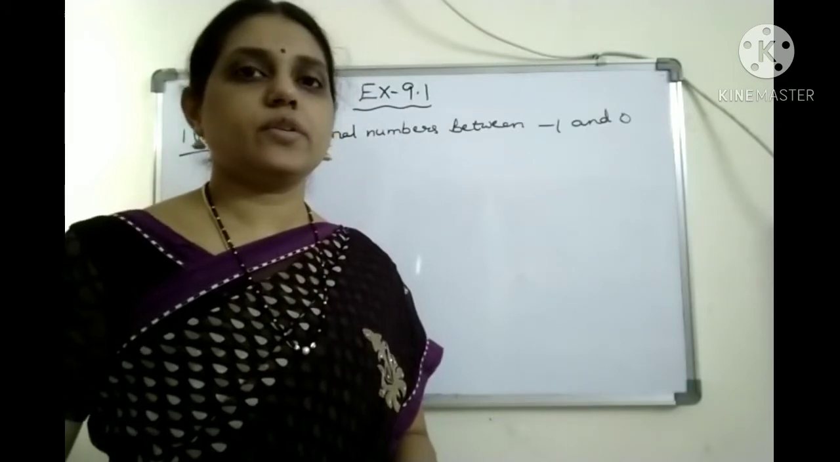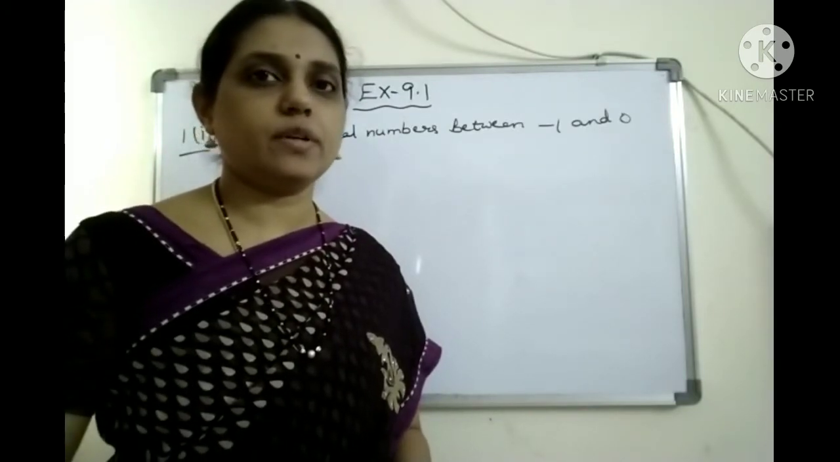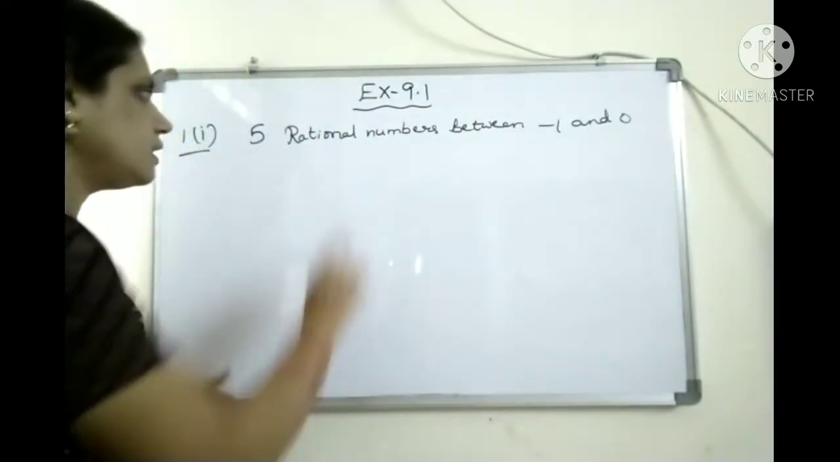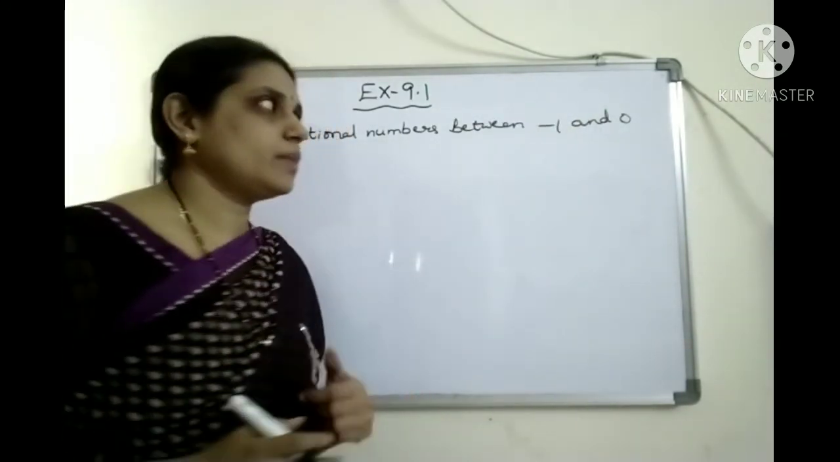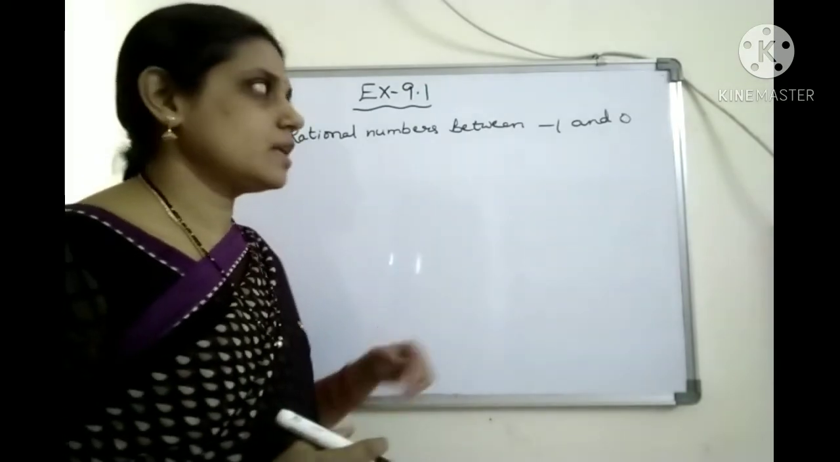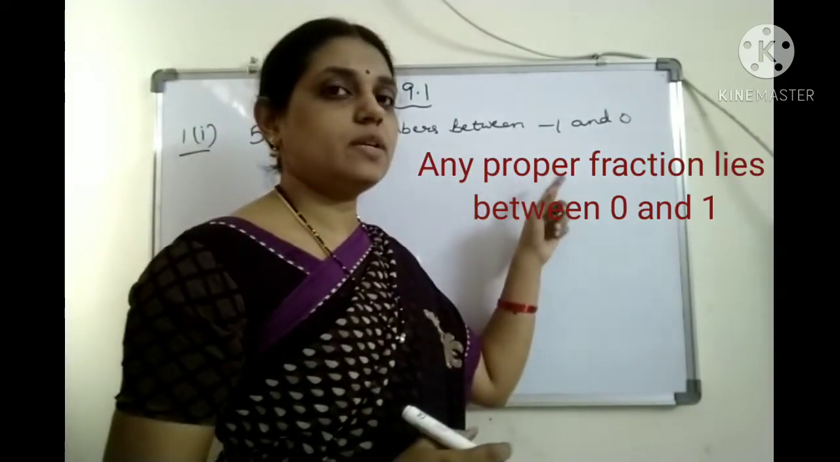In this video we are going to do a few sums from exercise 9.1. Here the first question is, write any 5 rational numbers between -1 and 0. Here we can apply one concept from the fractions, that is any proper fraction lies between 0 and 1.